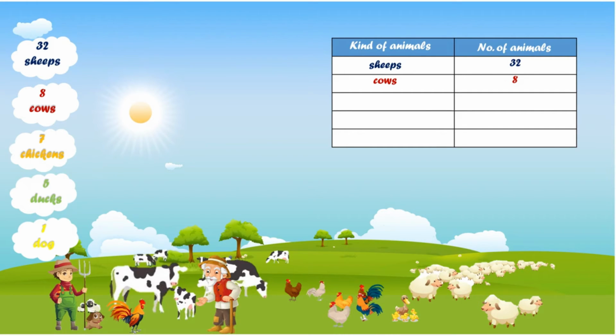Can you do it by yourself? Oh yes, Lolo, I think I can do it. I will try. I have chicken. I'll write chicken, and it is 7. I have also ducks. I'll write duck, and it is 5. I will write dog, and it is 1. Am I right, Lolo? Oh yes, my son, you're right. Very good. Oh, I see.